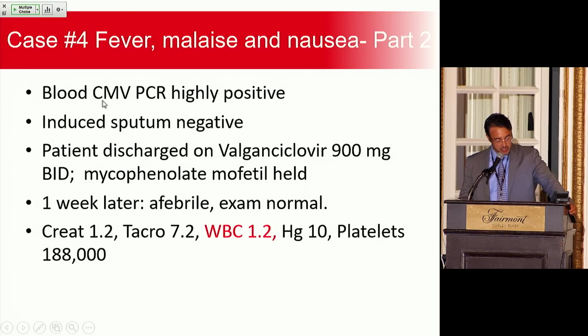So tests that were done here: blood CMV PCR was highly positive, induced sputum was negative, and he was discharged on valganciclovir 900 milligrams twice a day, and mycophenolate was held. This is a common approach when we have CMV: try to reduce the immune suppression, in particular mycophenolate, and put the patient on valganciclovir. One week later, he was afebrile, his exam was normal, and he had some labs, but now the white blood count was 1.2. All other numbers were stable.